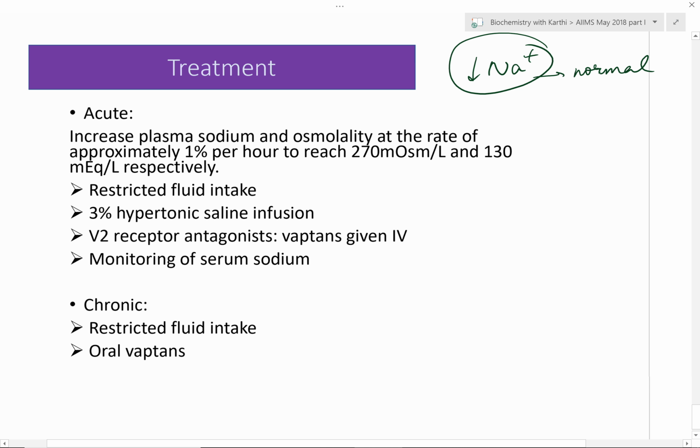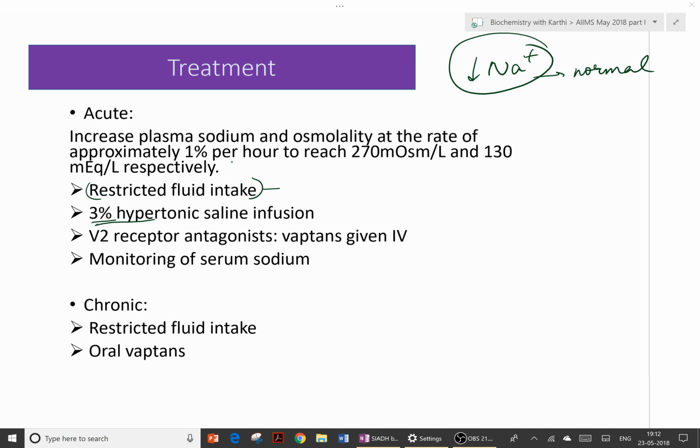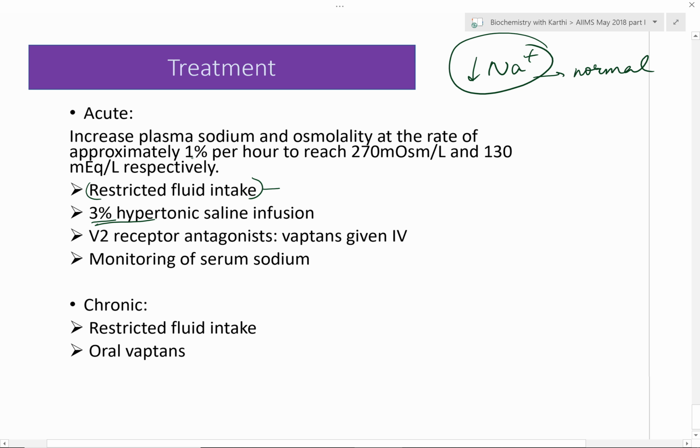We'll see why. So when we are correcting the sodium levels, we will give 3% hypertonic saline in an acute situation, okay, and we'll restrict the fluid intake, okay, and we want to increase the plasma sodium and osmolality, but we want to do it slowly, only at a rate of approximately 1% per hour, to reach about 270 and 130 of osmolality and sodium respectively. So why do you want to do it slowly?